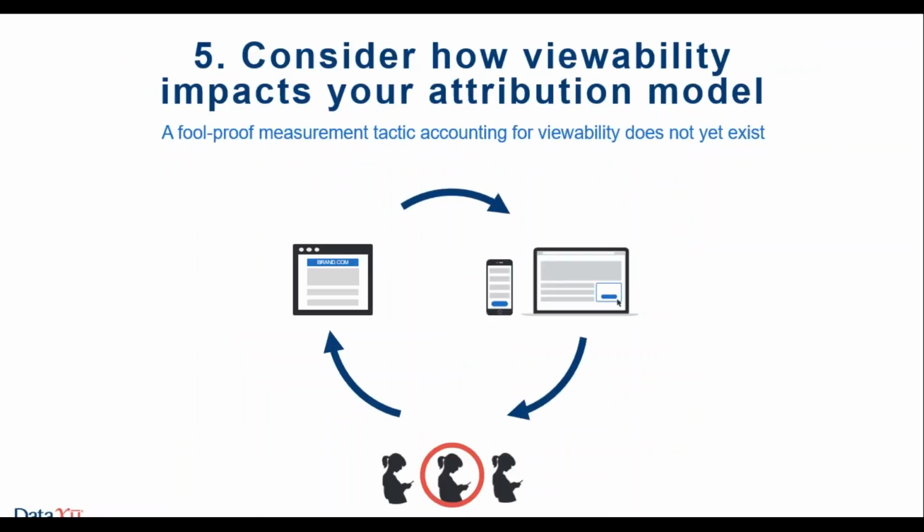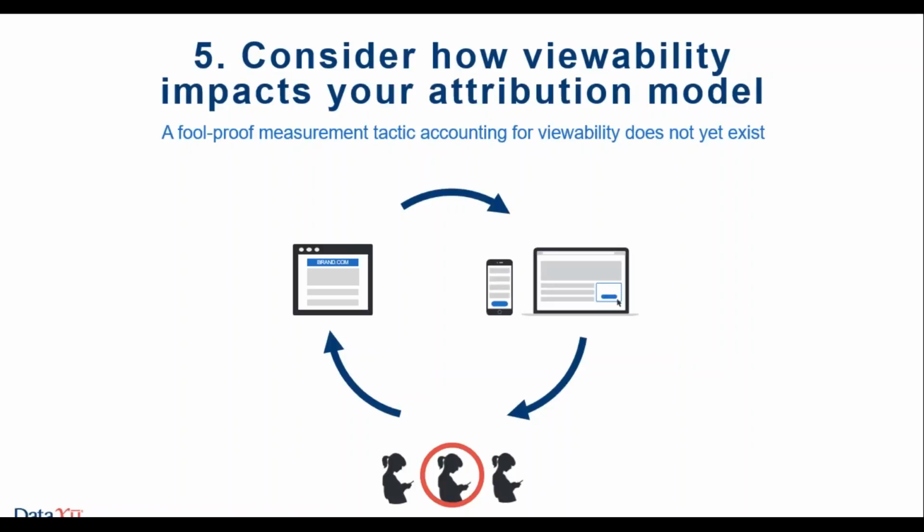Good. So finally, a slightly more complex recommendation here is to consider how viewability impacts your attribution model. The challenge with most existing attribution models is that they're not built to consider whether an ad was viewable or not. This really means that historically your attribution model would have given equal credit to an ad that was in view as to one that was not in view.